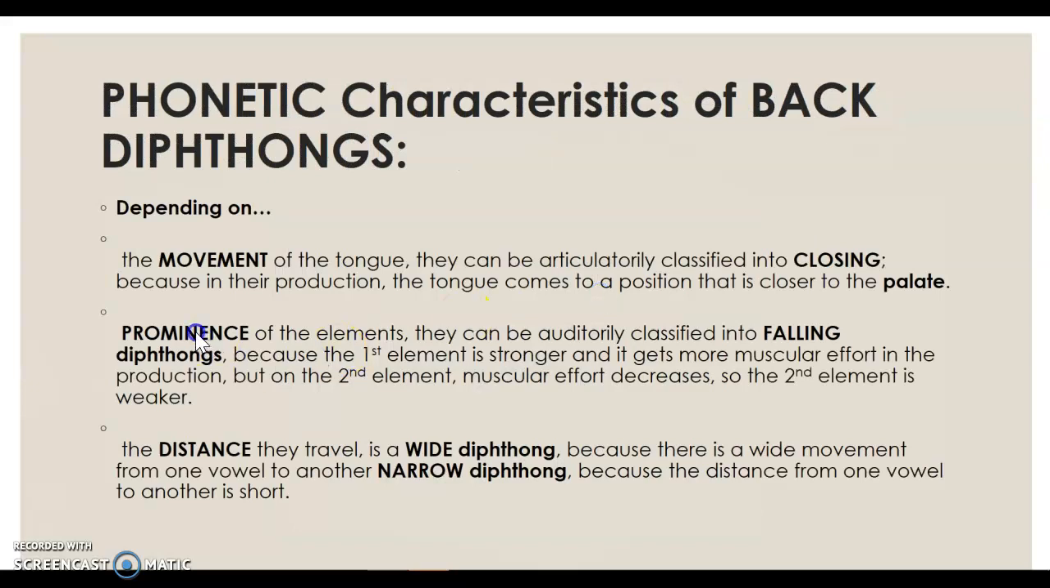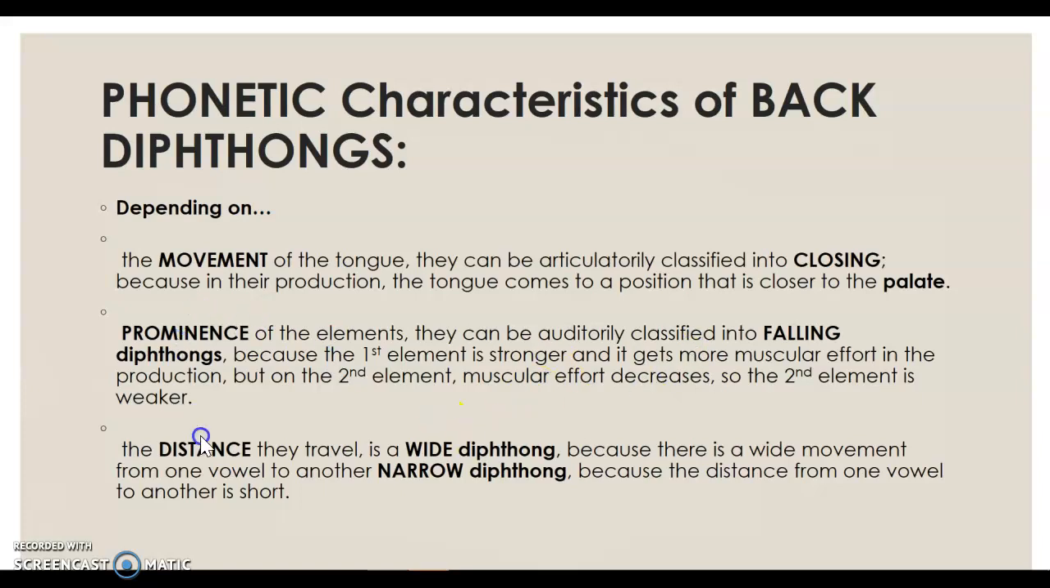If we speak about the prominence, we say that they are falling diphthongs because the first element is pronounced with much more effort than the second element. We say the first element is longer and stronger than the second element, and the second element is weaker.